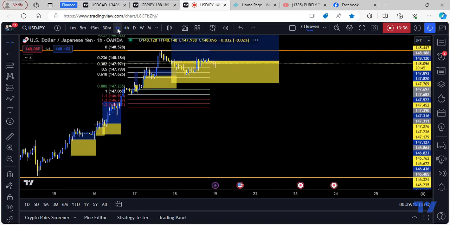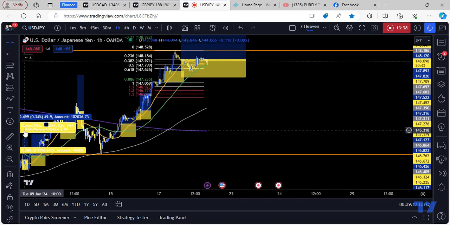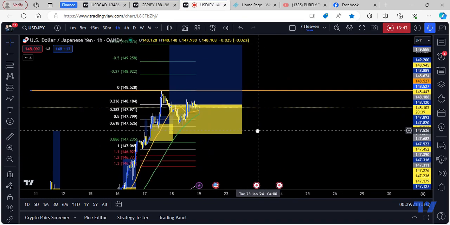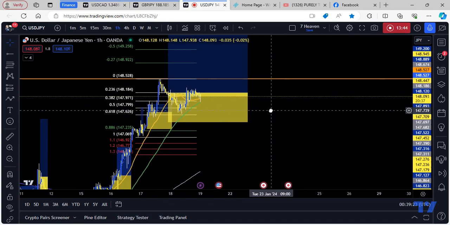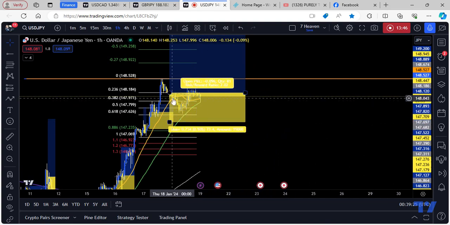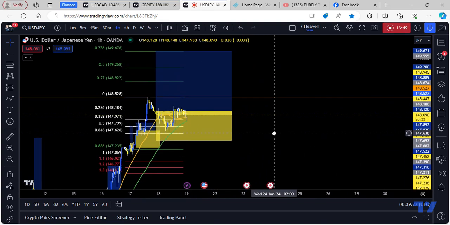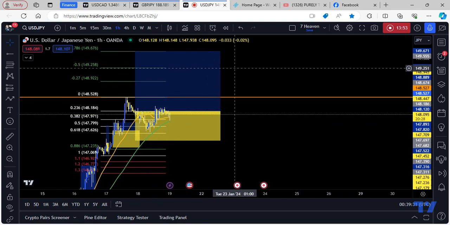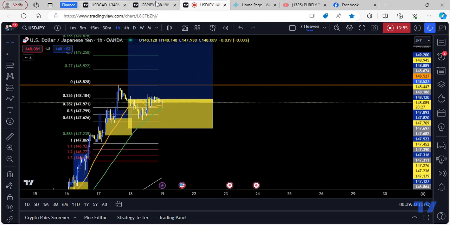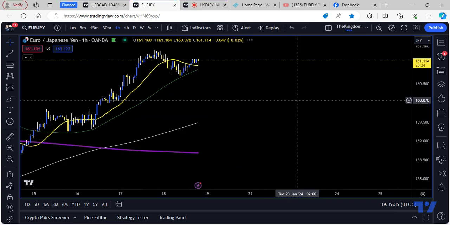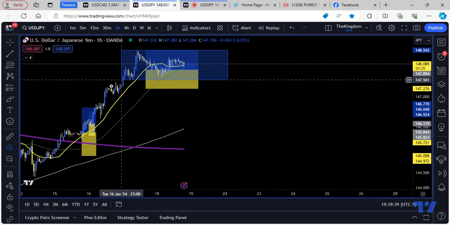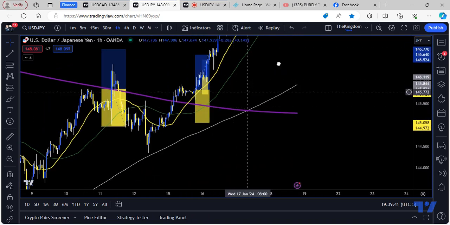USD JPY, there's this setup that's going on here, especially after this add-on. Now, yeah, it can decide to go up. This is the add-on right here on this one. And this one I didn't take.